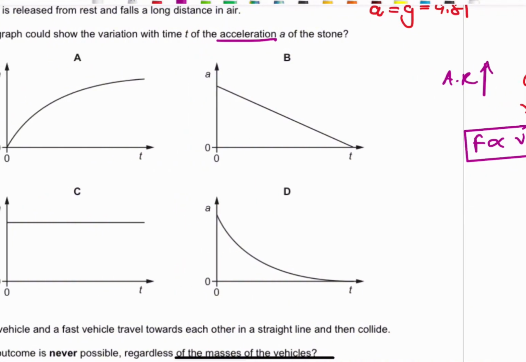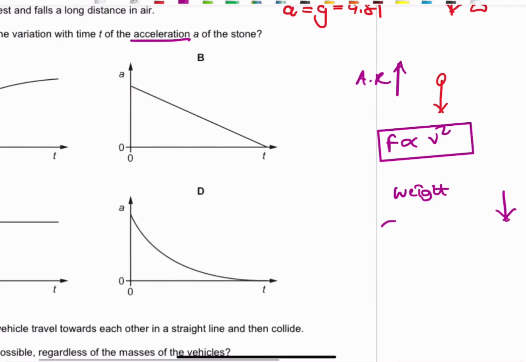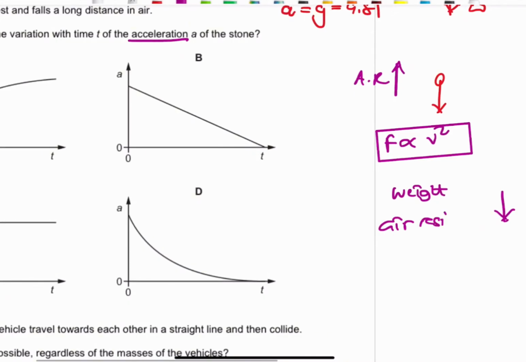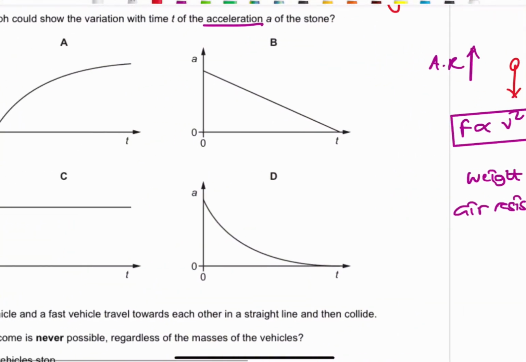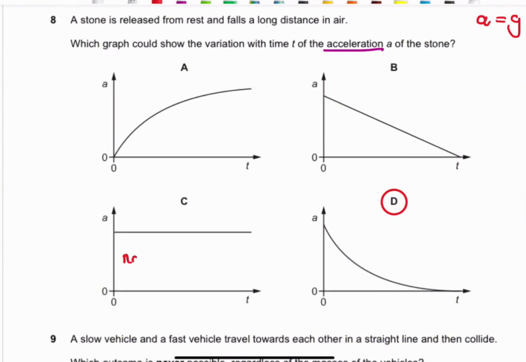And as the air resistance increases, the acceleration will decrease until it's 0, because at one point the weight down will be equivalent to the air resistance acting upwards, right? So when those two things are equal, it means that the acceleration will be 0. So the answer will be D, right? It can't be C. C is when we have no air resistance, right? So this is a graph for no air resistance. A does not mean much. B does not mean much.